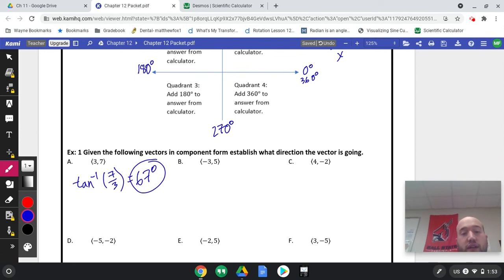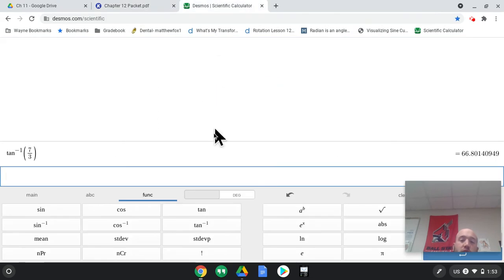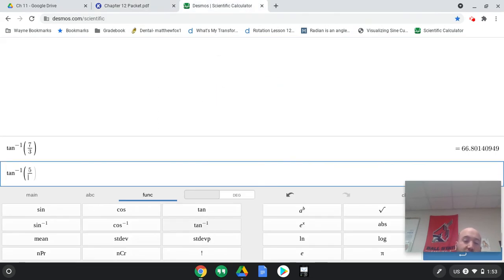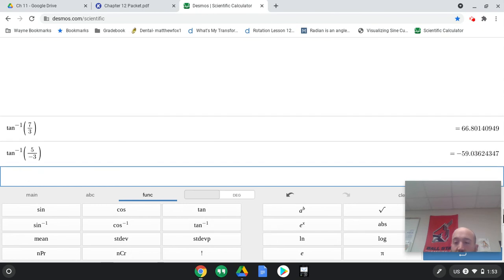Now our next one, -3 and then 5, so left 3, up 5. That's going to be quadrant 2. So inverse tan, we start the exact same, y divided by x, so 5 divided by -3. We'll find what that equals. If we do inverse tan of 5 divided by -3 and hit enter, you can see I get -59.